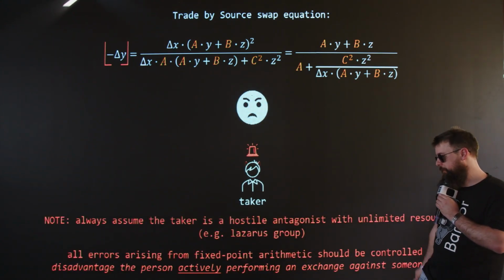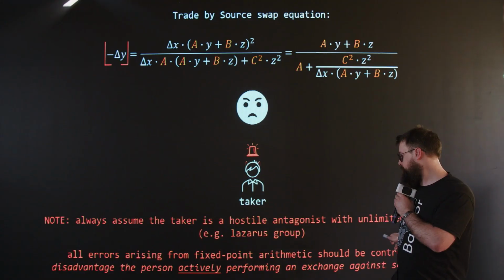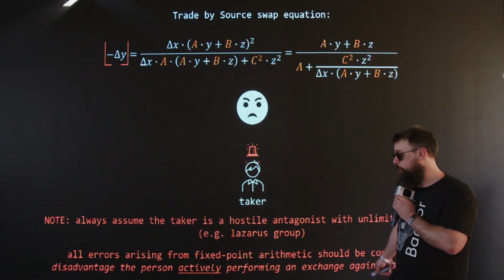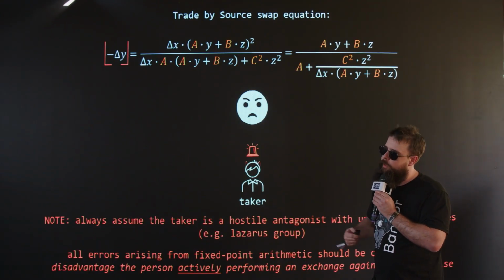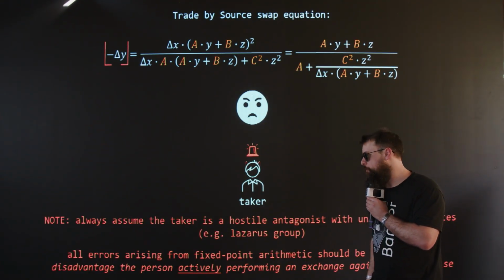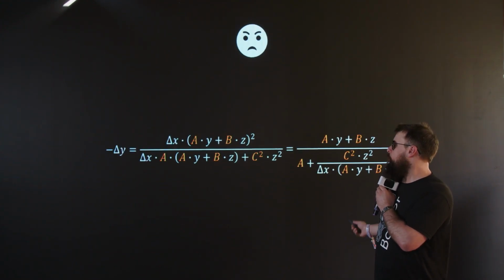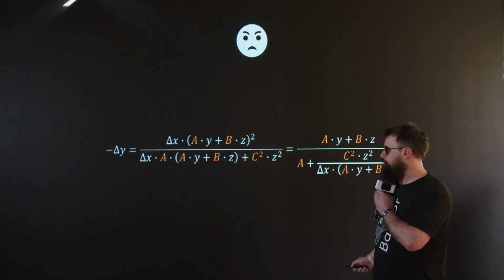Yeah, so this is the summary of what I basically just said. The person who is actively performing an exchange at any time always has the advantage, and you have to assume that they are a hostile antagonist. Okay, so how do we process these equations?